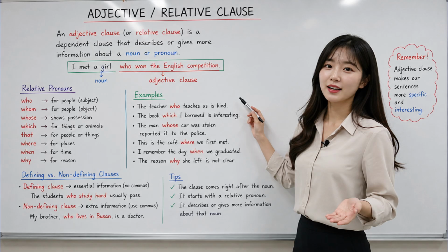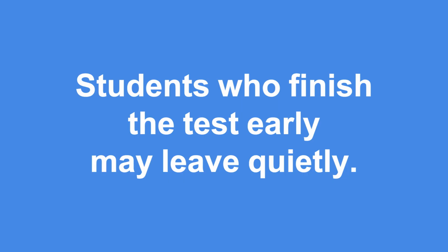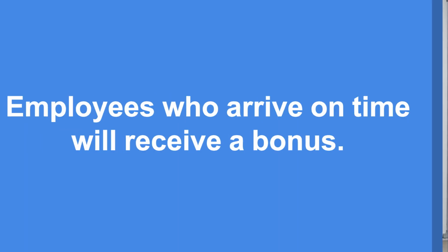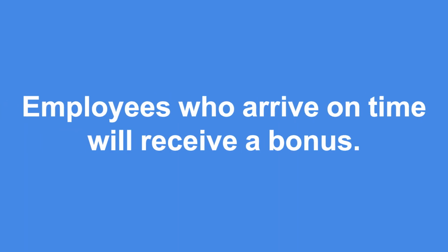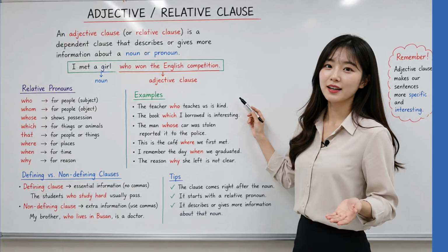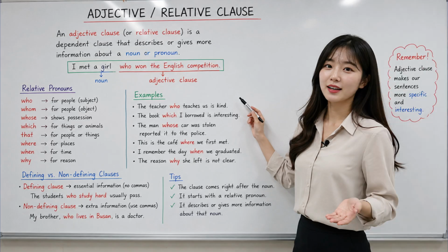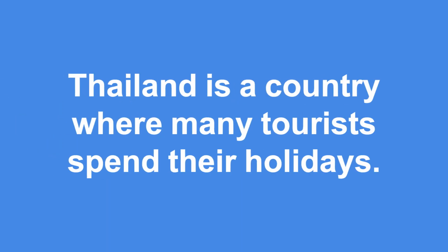Real-life examples. Let's see how adjective clauses appear in daily life. At school, a teacher might say, students who finish the test early may leave quietly. At work, a manager could say, employees who arrive on time will receive a bonus. While shopping, you might hear, I bought a jacket that was 50% off. When traveling, someone may say, Thailand is a country where many tourists spend their holidays.